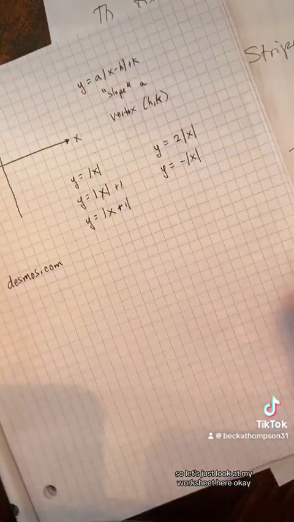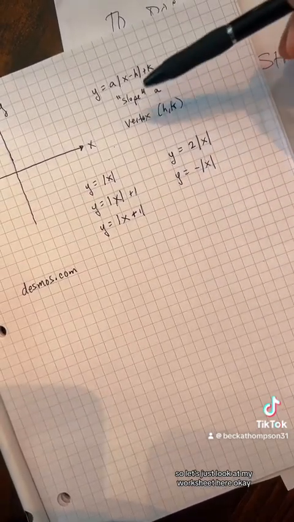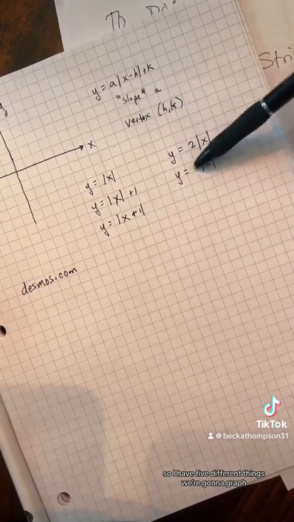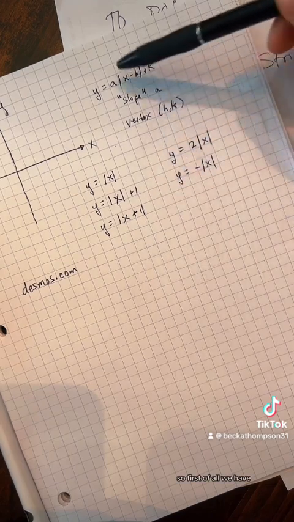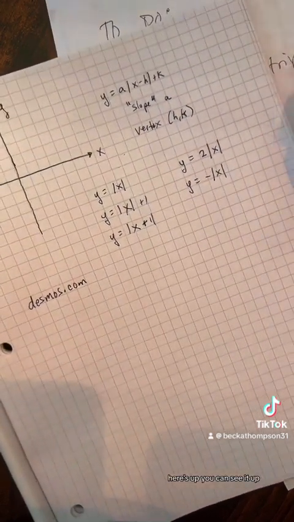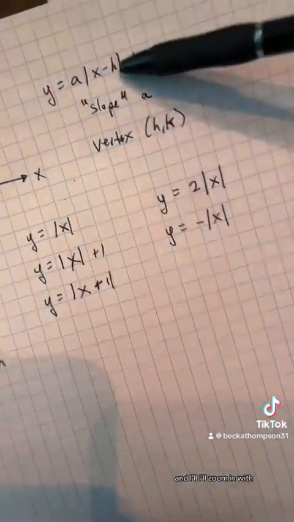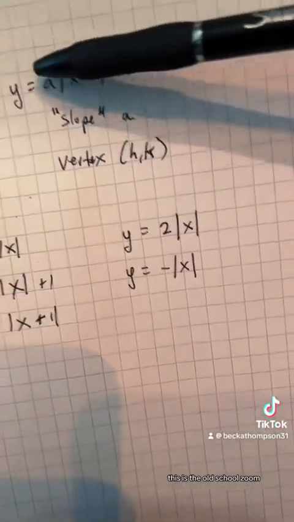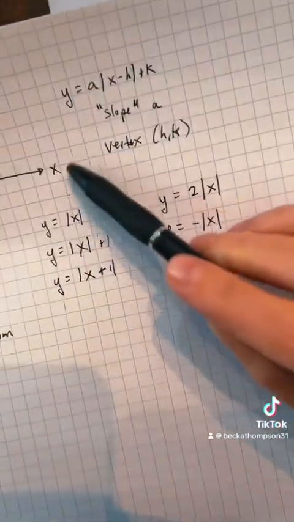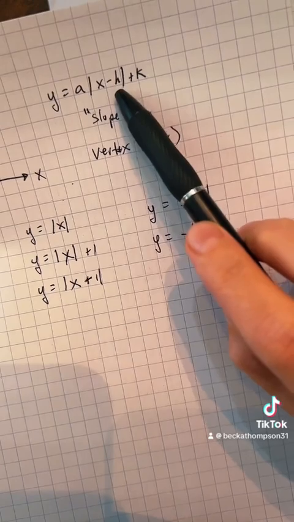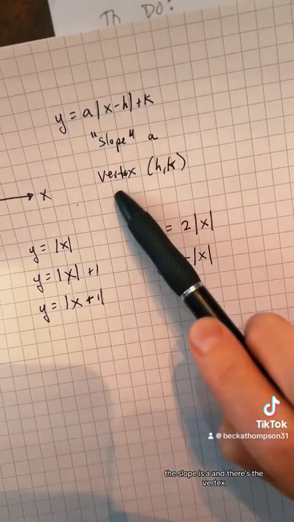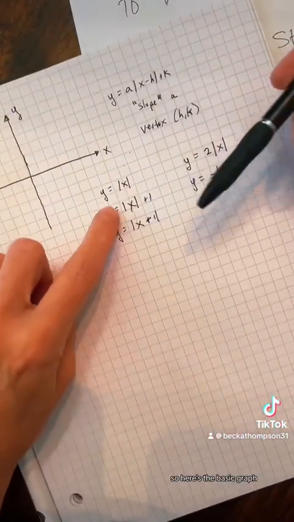So let's just look at my worksheet here, okay? So I have 5 different things we're going to graph. So first of all, you can see it up, and I'll zoom in with the old school zoom. Here's the equation, y equals a times absolute value of x minus h, plus k. The slope is a, and there's the vertex. So here's the basic graph.